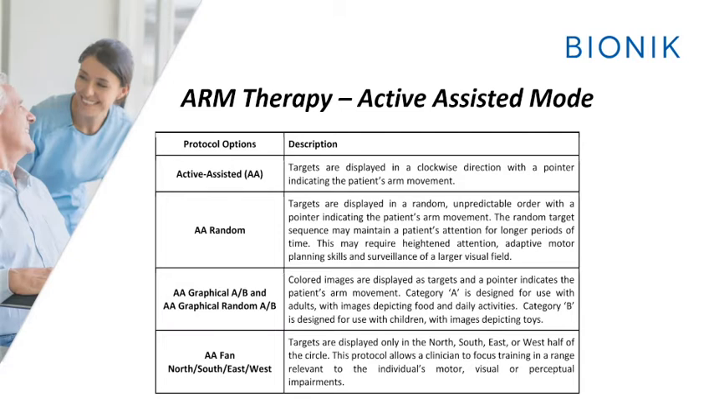One of the other nice features of this system is the fact that there are graphical images included in the system under the graphical A and B categories. The A category is used mostly for adults, and the B category can be used for children. The images are depicting toys. And so what these images allow us to do is to expand the motor component of this into a cognitive activity as well. There are other additional activities that are also related to cognition.